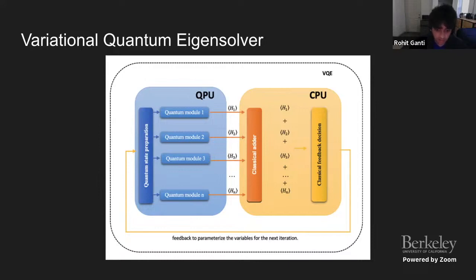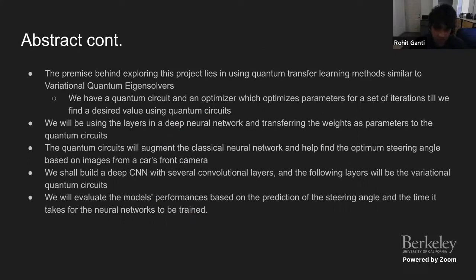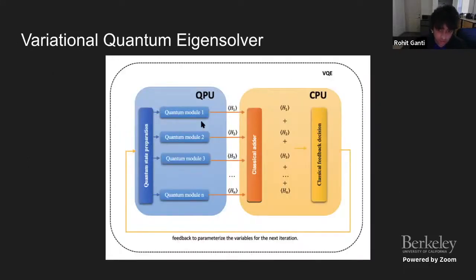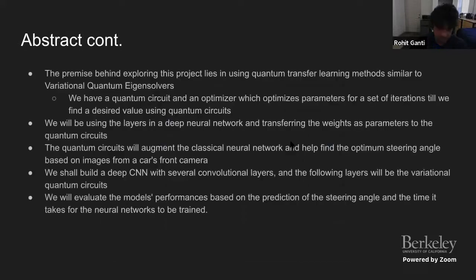Using the same premise, the quantum side is a variational quantum circuit that we will show in the later slides, and the classical side is going to be our convolutional neural network. We're going to be using these layers in the deep neural network, and we're going to transfer the weights in the CNN as parameters to the quantum circuits. These quantum circuits will essentially augment the classical neural network, and help us find the optimum steering angle based on images from a car's front camera.